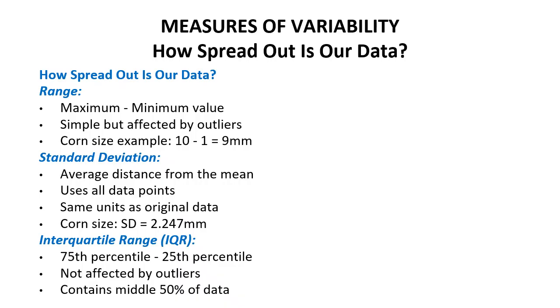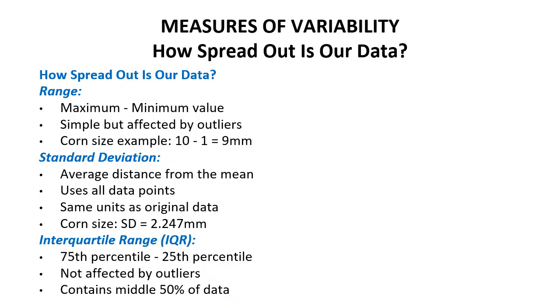And so, what we look at is, there's no formula in the range. What you're doing is you're just simply using two data points, the beginning and the end, the minimum and the maximum. So if you're using a corn example of 10 millimeters minus 1 millimeter, that means the range is what? 9 millimeters. So it only uses two data points. It's completely determined by outliers.